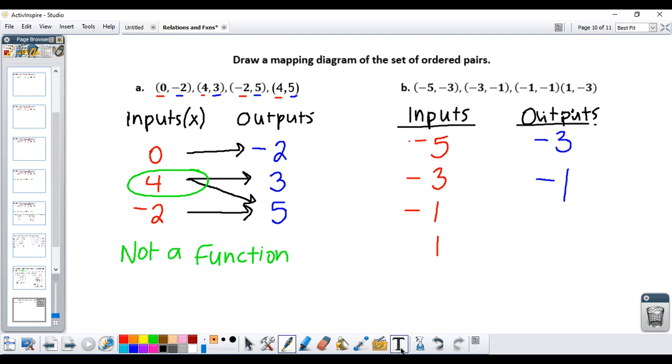Now we draw our arrows. -5 was paired with -3. -3 was paired with -1. -1 was paired with -1. And then 1 was paired with -3. And if I needed to determine if this was a function or not, I'm looking at these arrows here. I have 1 coming from every single input, so this would be a function.